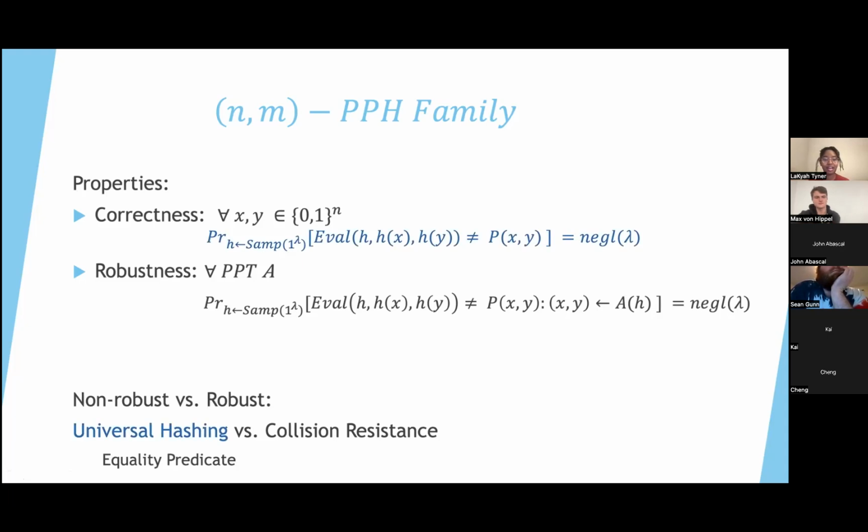So a universal hash is exactly a non-robust property preserving hash for the equality predicate because it satisfies this first correctness property. Okay. And a collision resistant hash is a robust property preserving hash for the equality predicate because it satisfies this additional robustness property.